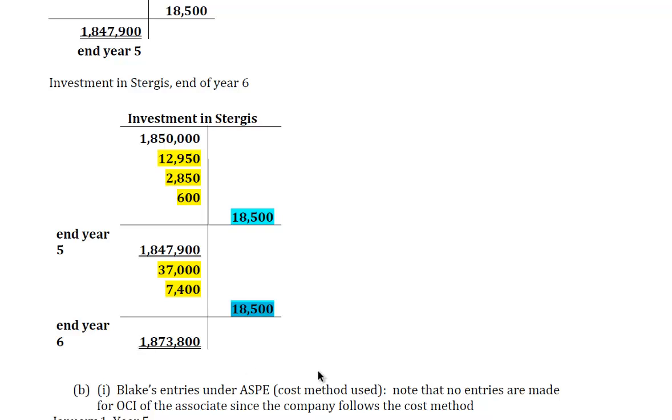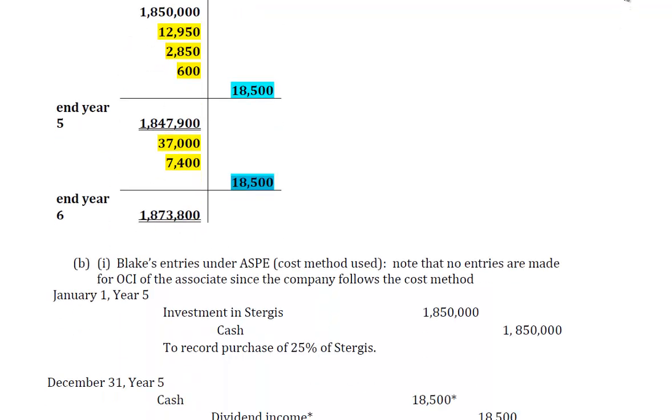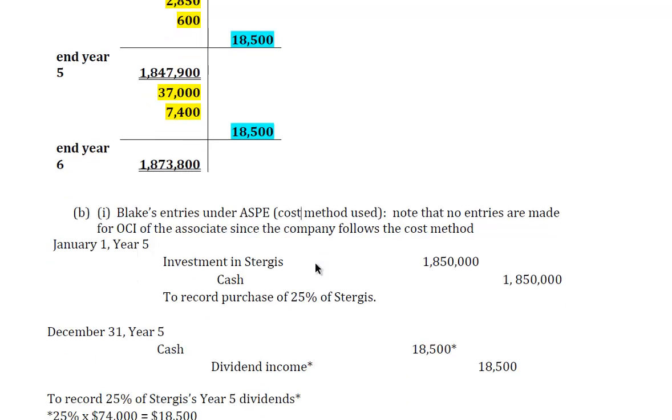And that gives us a new balance of $1,873,800 at this point. Okay. Now, if we were doing this under ASPE, don't forget, under the cost method, we would not take in our share of the earnings of Sturgis, and we would not pick up our share of any discontinued operation or OCI that Sturgis booked, because again we're using the cost method.